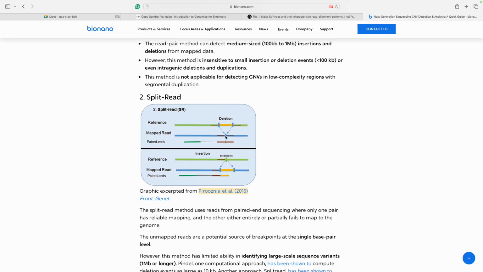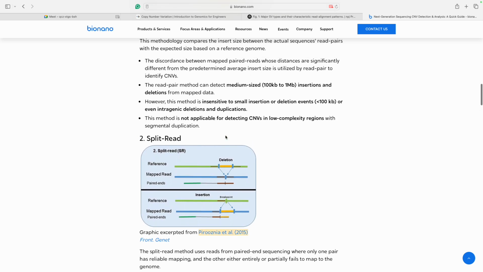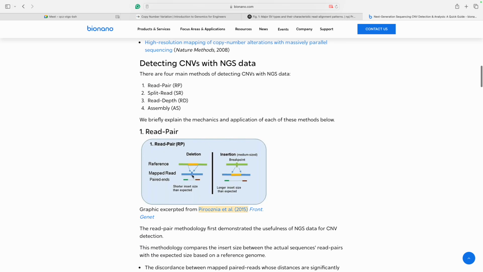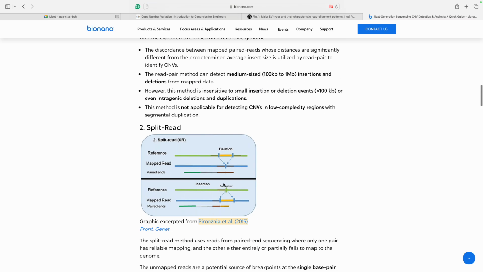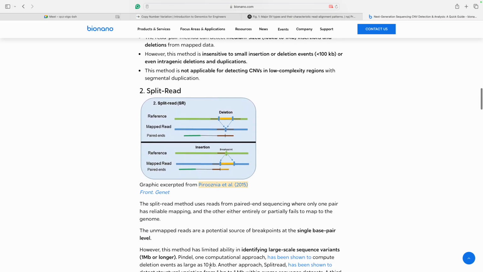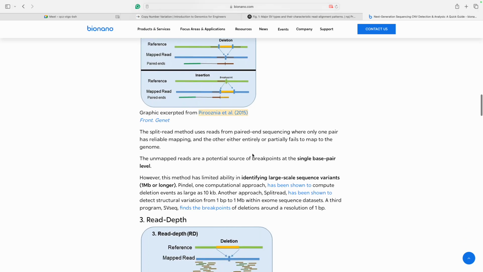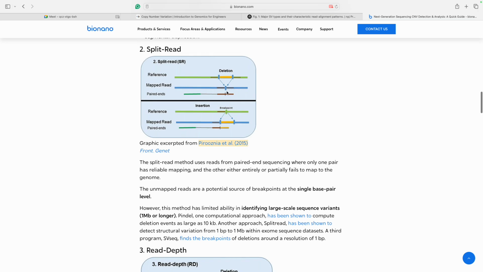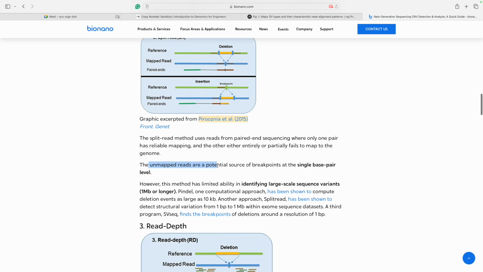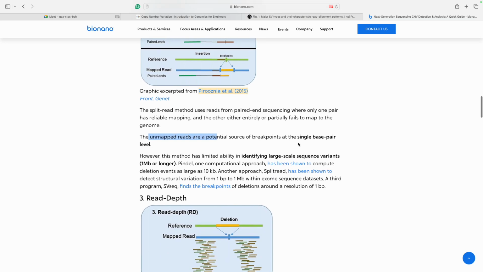So our reads, they will be split, a single read. So here in this case, our single reads are not splitting, while here in this case our single reads tend to split, and then they can cover. So these unmapped reads are a potential source of breakpoint at the single base pair level. So here our reads are splitting. Our read 1 and read 2 are splitting because they are not covering that certain portion where a breakpoint has happened. So these will remain unmapped, and this is a source of a breakpoint at a single base pair level.